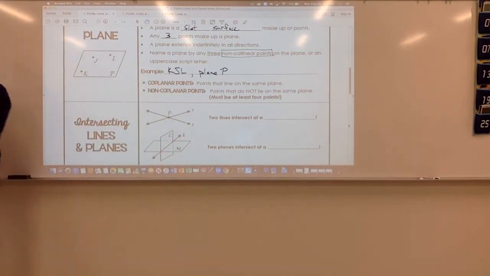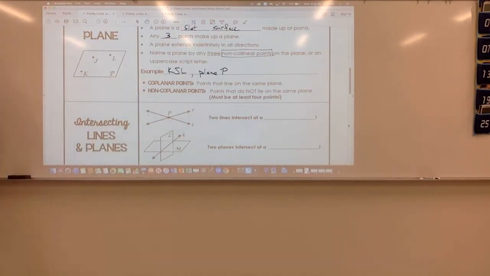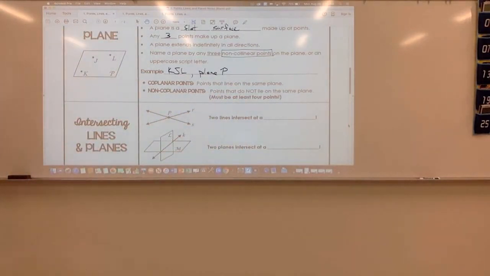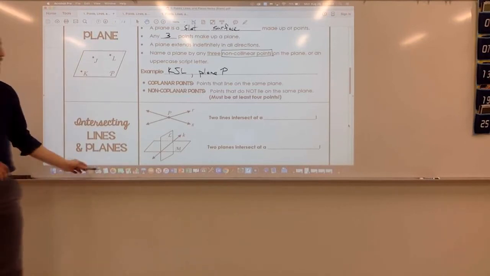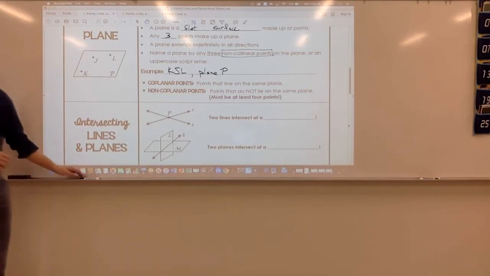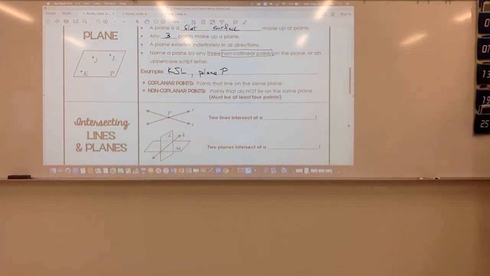So similarly to lines, right, we could say that points are coplanar or non-coplanar. Coplanar points are points that do lie on the same plane. Non-coplanar points are points that do not lie on the same plane. So again, we've got a note, must be at least 4 points. Why do we say it has to be at least 4 points? For them to be non-coplanar. Why must there be at least 4 points? Summer?